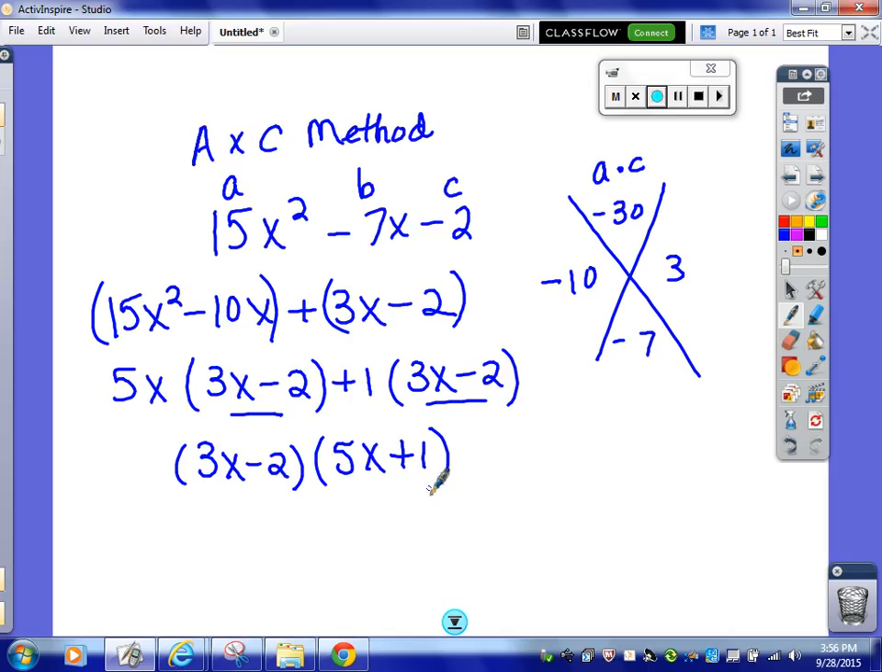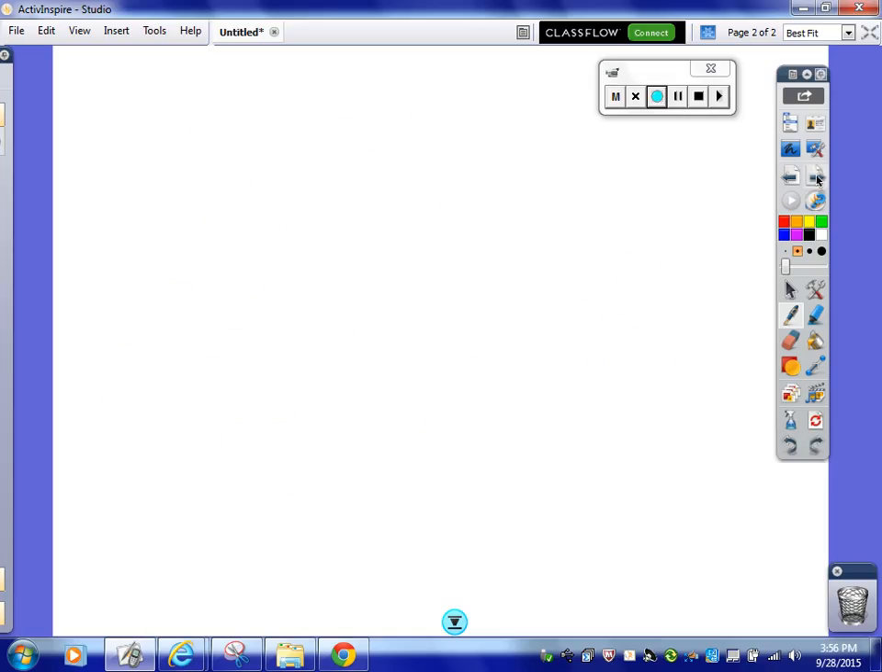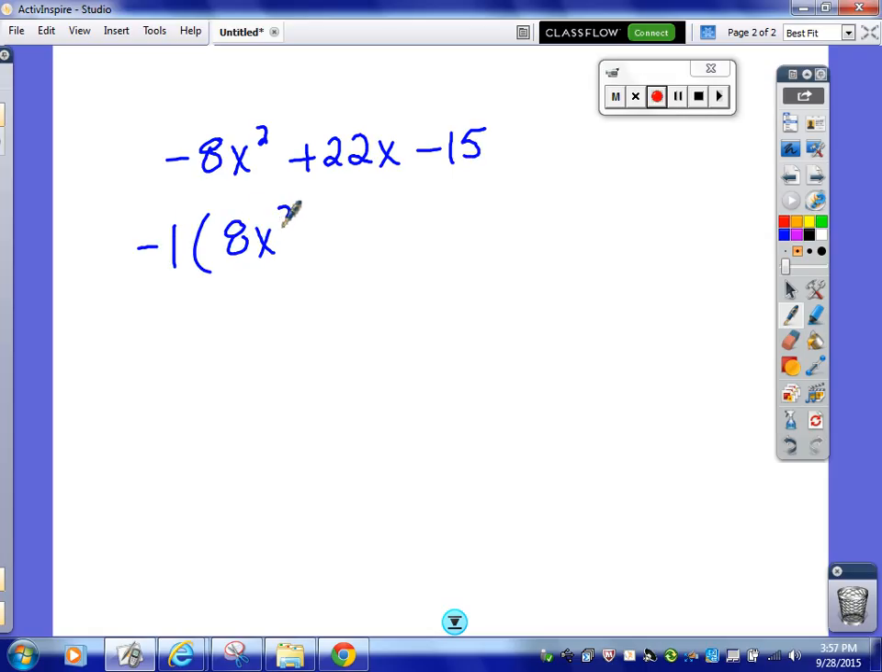So that's the A times C method. All right, let's look at another one. The following problem: negative 8x squared plus 22x minus 15. You need to look for a common factor first. And since my lead coefficient is negative, I want to factor out that negative. So we're going to factor out a negative 1. That gives me 8x squared minus 22x plus 15.